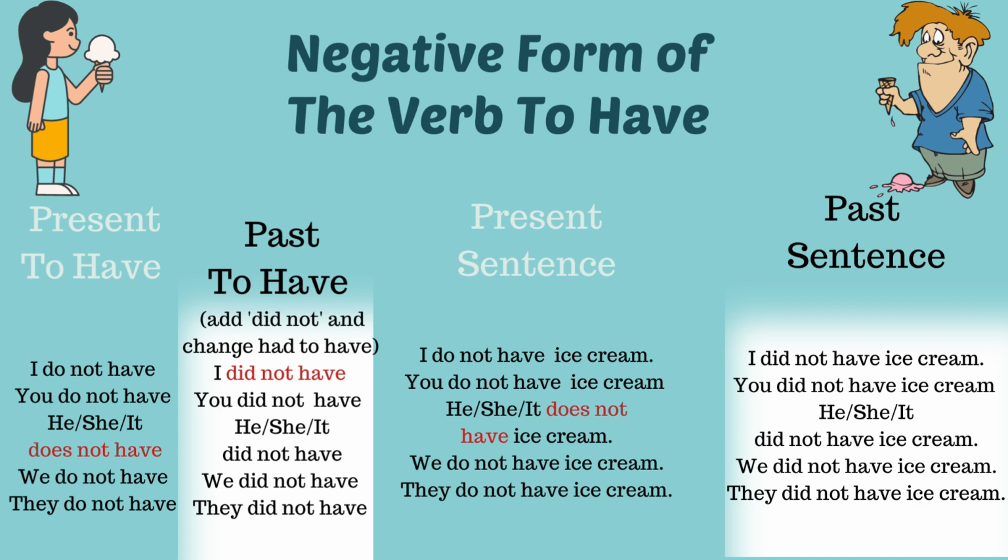The negative form of the verb to have. I do not have. You do not have. So I do not have. I did not have. I do not have ice cream. I did not have ice cream.